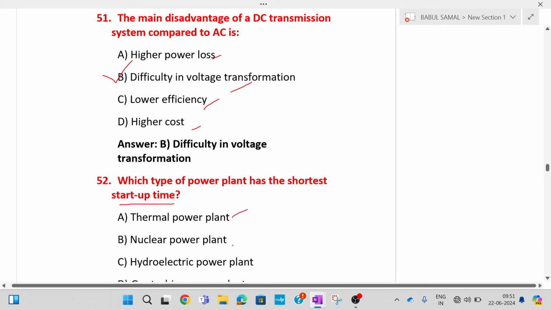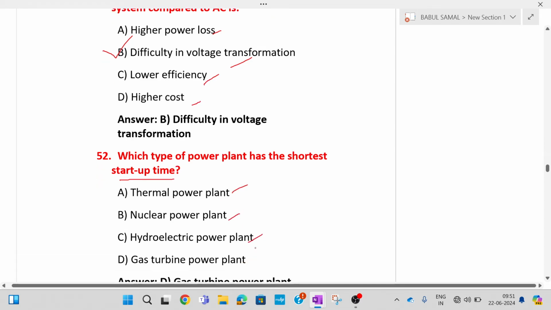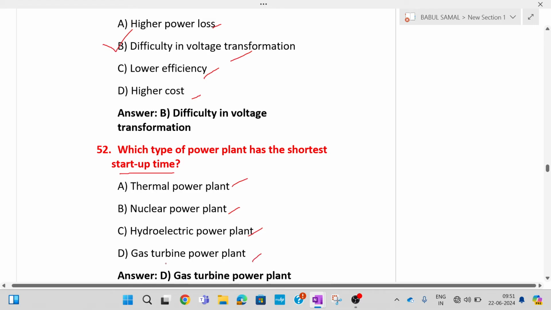Options are thermal power plant, nuclear power plant, hydroelectric power plant, gas turbine power plant. So in gas turbine power plant, the power plant has the shortest startup time. Option D will be correct.